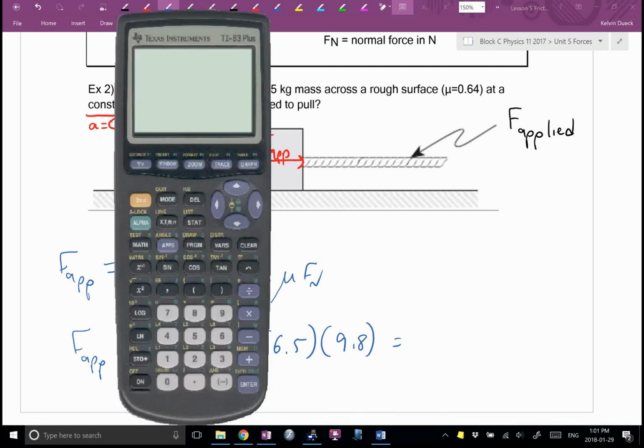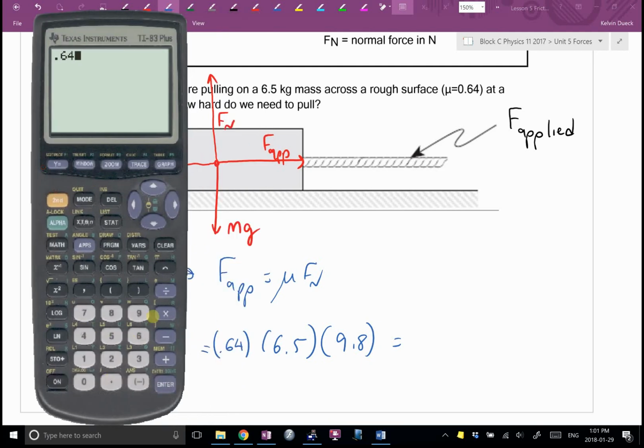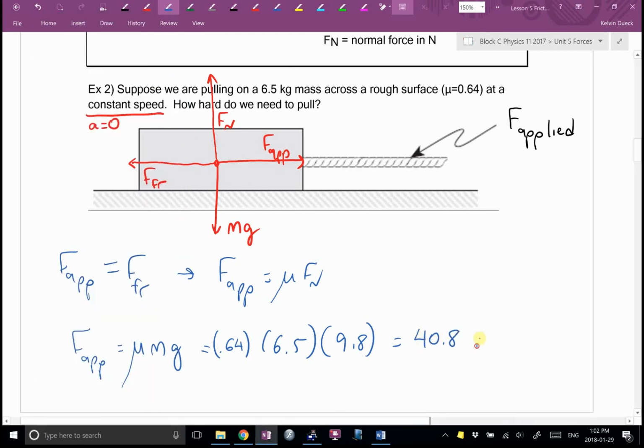How big is the applied force? How hard do we need to pull in order to keep this going at a constant speed? I can tell you exactly how hard. I get 40.768. I'm going to go 40.8 newtons. I'll go to 3 sig figs. Probably should only go to 2. I'll go to 3. Is that right? Anybody else? And if I did this, this block would slide at a constant speed. Wouldn't speed up, wouldn't slow down. There's my, if you want the fancy word, equilibrium point.